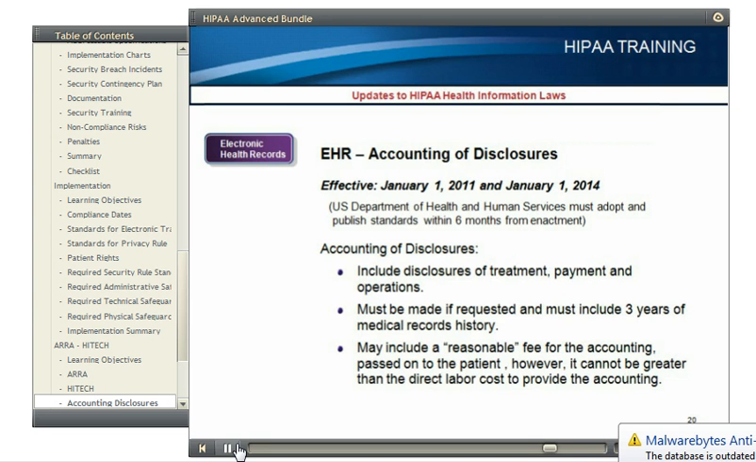EHR, Accounting of Disclosures. Effective January 1st, 2011 and January 1st, 2014. The U.S. Department of Health and Human Services must adopt and publish standards within 6 months from enactment. Accounting of disclosures must include disclosures of treatment, payment, and operations. It must be made if requested, and must include 3 years of medical records history. A reasonable fee may be charged for the accounting and passed on to the patient. However, it cannot be greater than the direct labor cost to provide the accounting.